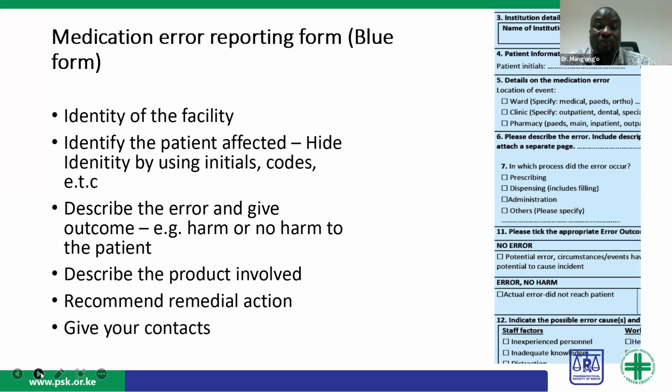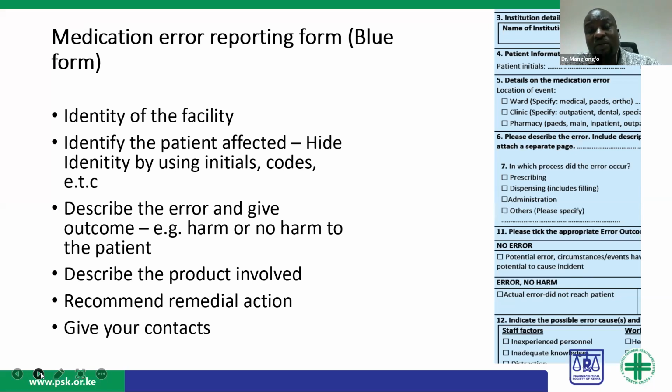So once you identify that facility appropriately, of course, you give the name and things like that. And then you have to identify the patient that is affected. Probably if the error has reached a patient, you can identify this patient using initials. You avoid giving names, because you want to maintain confidentiality. Then, of course, you describe the error and the harm, whether it is to the patient or not. Then you describe the product that is involved. Then you can recommend some remedial action, or what can be done to correct it. And of course, you'll give your contacts. That's a snapshot of the blue form.